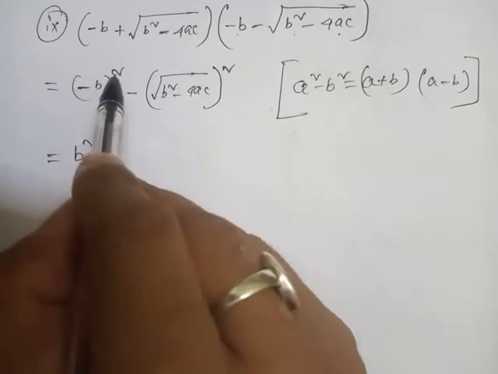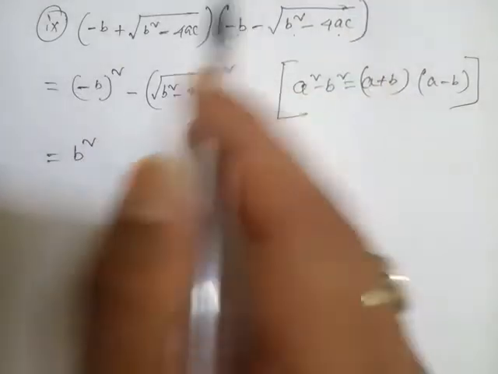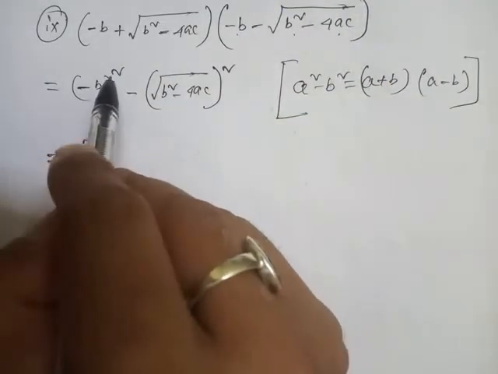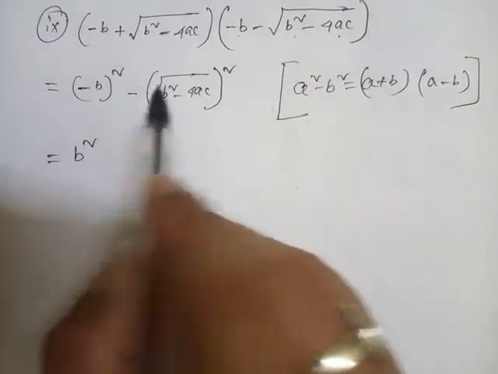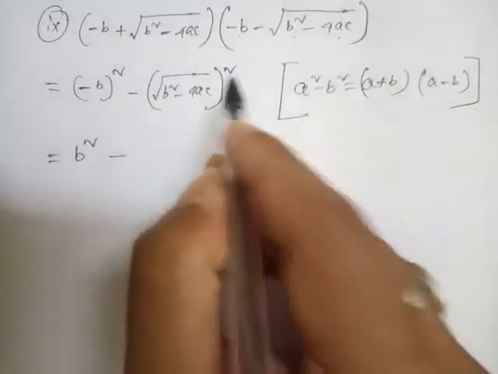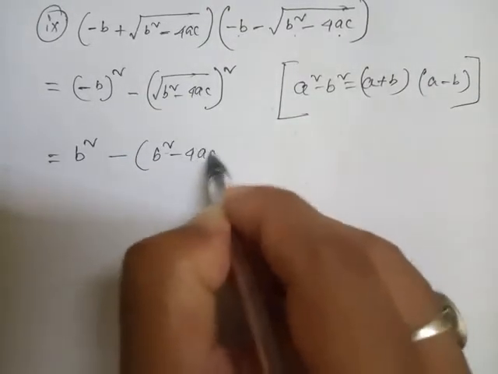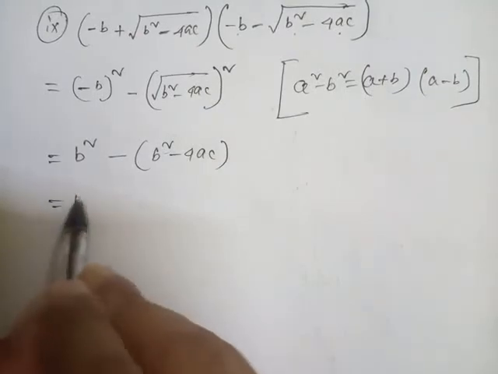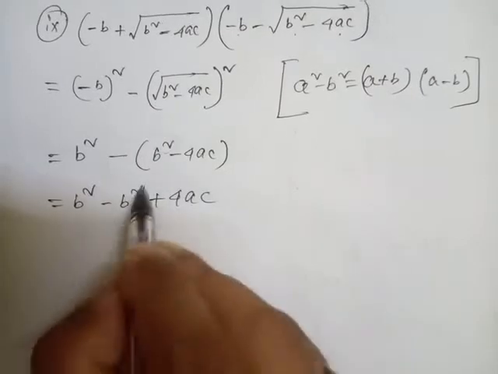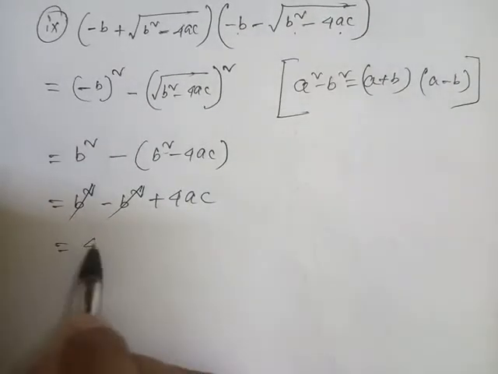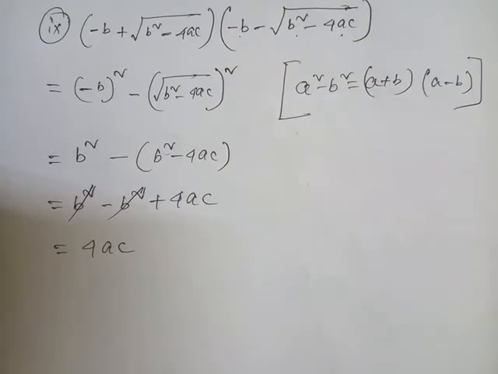If there is minus and the power is even number, meaning 2, 4, 6, 8, 10, then minus becomes plus. If there is minus and the power is 1, 3, 5, 7, 9, meaning odd number, then minus becomes minus. So there is b square. Now square and root cancel, so the answer would be here only b square minus 4ac. Now next one would be b square minus b square, minus minus plus 4ac, cancel these two, and the answer is 4ac. This is the answer of question number 9.